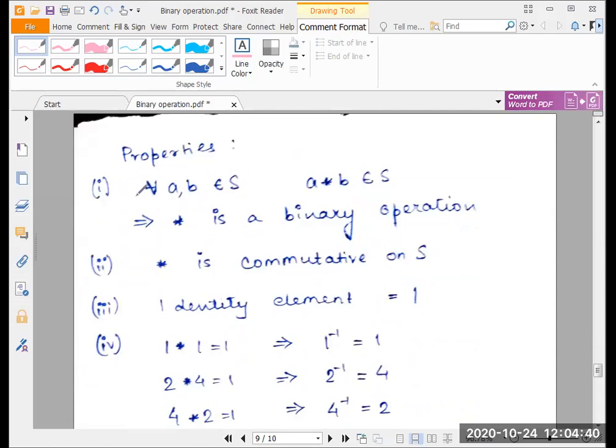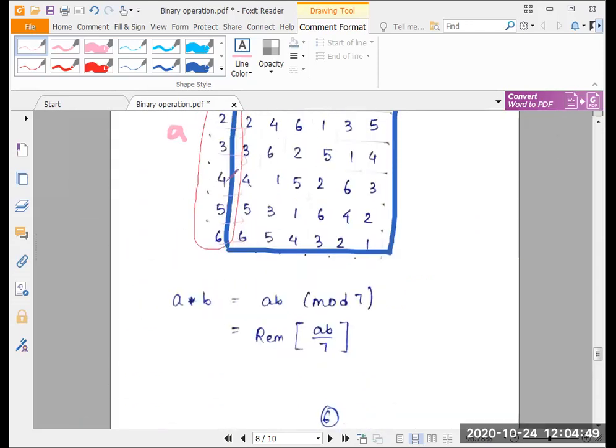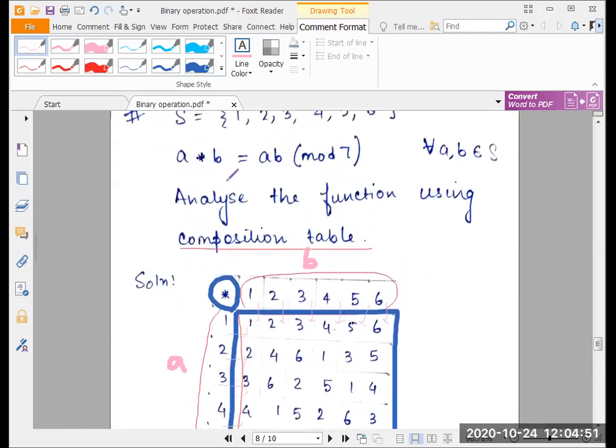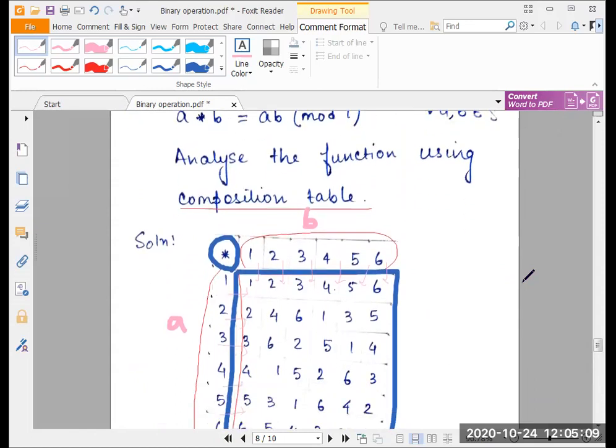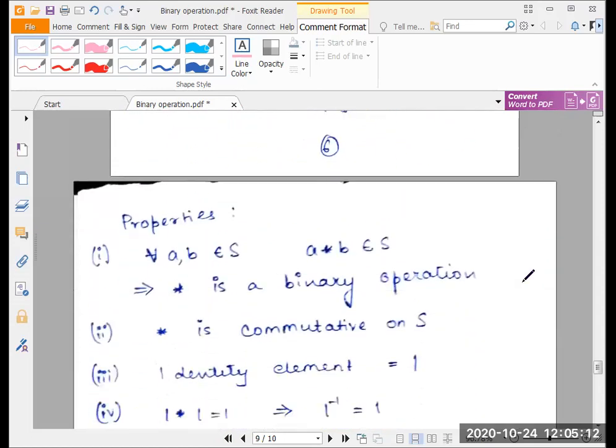Now, looking at the composition table itself, since I had defined A and B on the set S, A and B can only take the values 1, 2, 3, 4, 5, 6. Since S was 1, 2, 3, 4, 5, 6, the column headers and the row headers are only 1, 2, 3, 4, 5, 6. I have not put numbers other than those. Had I taken 7, 8, 9, 10, 11, 12, that would have raised a question as to why I am taking 7, 8, 9, 10. A and B cannot be 7, 8, 9, 10, right? So that is the situation.